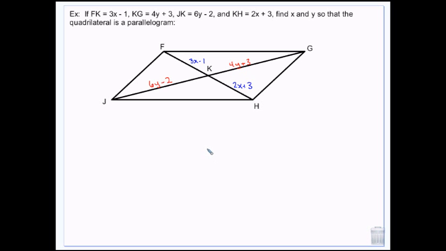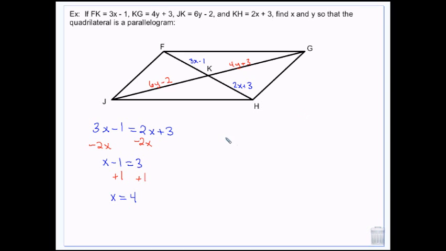Now, our theorem says that if your diagonals bisect each other, then it's a parallelogram. So I have to find the value of x that makes these equal and the value of y that makes those equal. So that's where my x is. So I'll subtract 2x from both sides. Add 1 to both sides. So x would have to be 4 for those to be the same length.